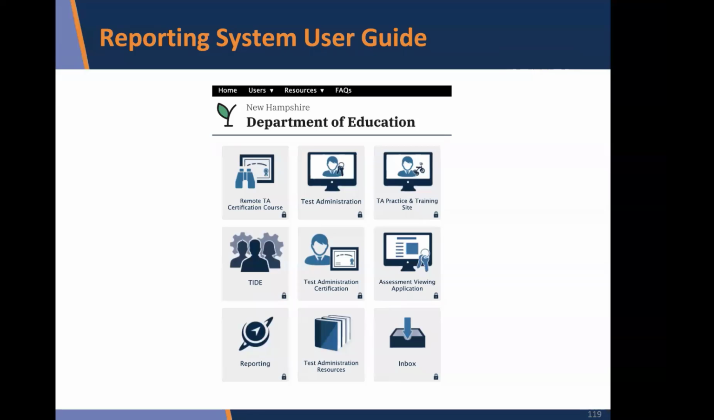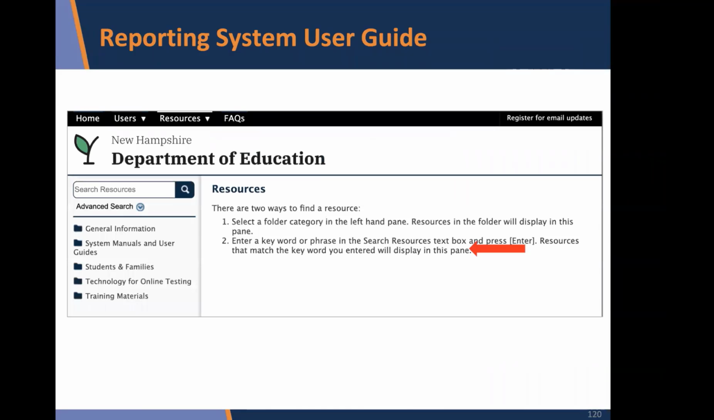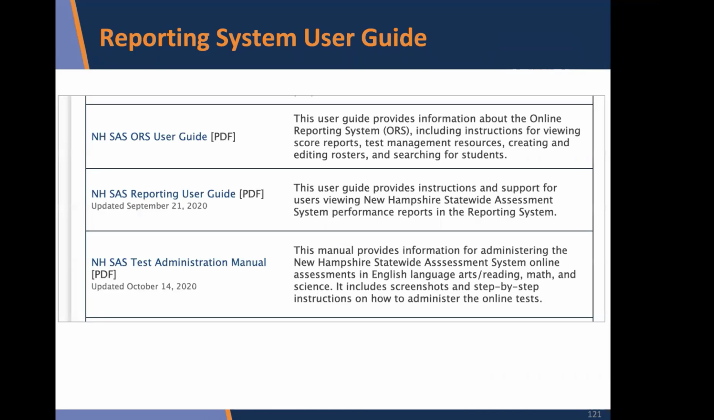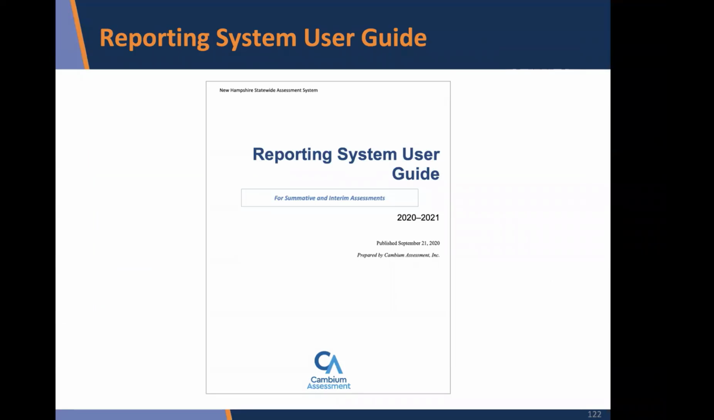I wanted to also point you in the direction where this 9-box page is. There's also, again, in the test administration resources, if you go into system manuals and user guides, the New Hampshire SAS reporting user guide here. So if you're somebody who likes to have your manuals printed out, this is where you would go for that. It is pretty up to date, and it's also pretty long. So maybe just rewatch this or email Anne and I or talk to Cambium, but it is there for those of you who like your user guides.